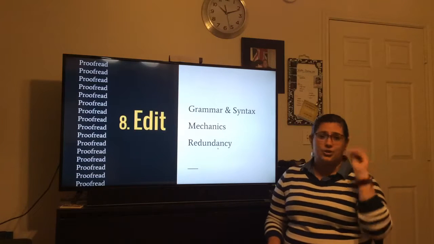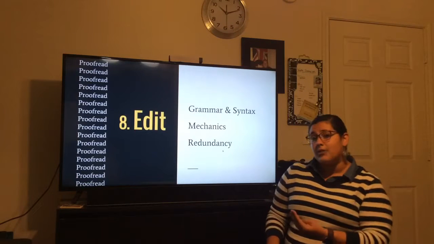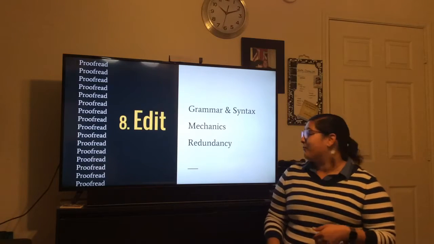So thesaurus, dictionary, those things have been important from the beginning of this process, but here is where I typically use them.